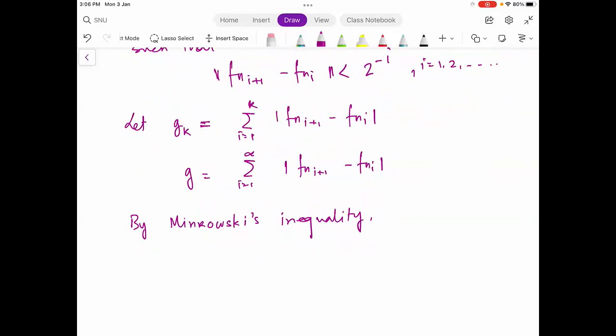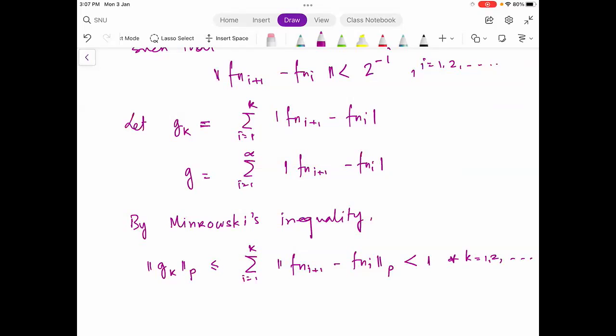By Minkowski's inequality, I apply Minkowski's inequality to g_k. So I'll get the norm of g_k, this is the p-norm. It's perhaps good to remember that the p-norm is less than or equal to the sum over i equal to 1 to k of the p-norms of f_{n_{i+1}} minus f_{n_i}, actually the p-norm of the modulus of f_{n_{i+1}} minus f_{n_i}. But the moment you are talking of a non-negative function, its modulus is the same as itself. The norm of the modulus of a function is the same as the norm of the function because the norm is in terms of modulus. The norm is the integral of mod f to the power p d mu. So the norm of mod f is the same as the norm of f. This is Minkowski's inequality. And that, mind you, is less than 1 for all k.